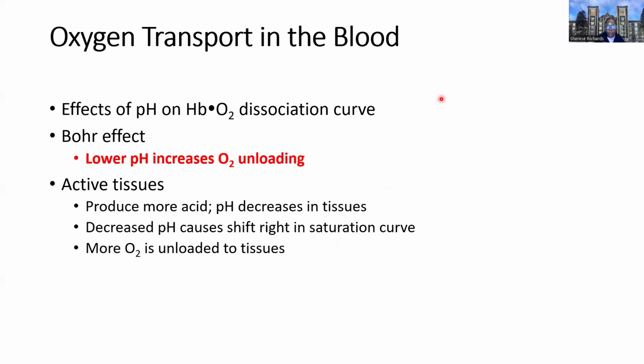And basically at lower pH levels, let's say someone has a lot of acid in their blood, or they have a lower pH in their blood for many different reasons, that actually increases the oxygen unloading. And in our active tissues, we're going to see that there's more acid produced. The pH decreases, right? Lower pH means more acid. And this causes a right shift in our oxygen dissociation curves, meaning that more oxygen is unloaded onto our tissues.